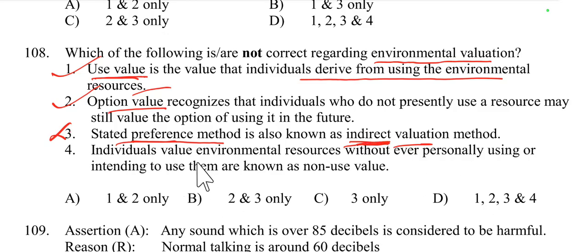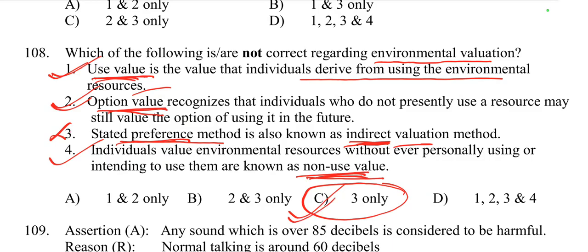Then individuals value environmental resources without ever personally using or intending to use them are known as non-use value. Yes, it is called non-use value. So these are the definitions of different concepts in environmental economics: use value, option value, non-use value, and stated preference method. So option 4 is also correct, but only option 3 is incorrect. So C is the right choice.